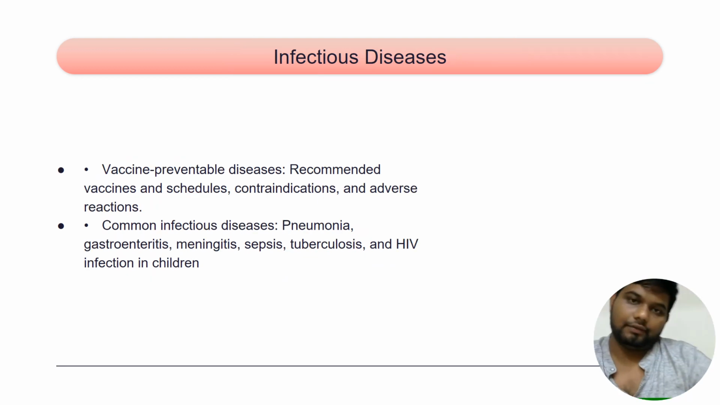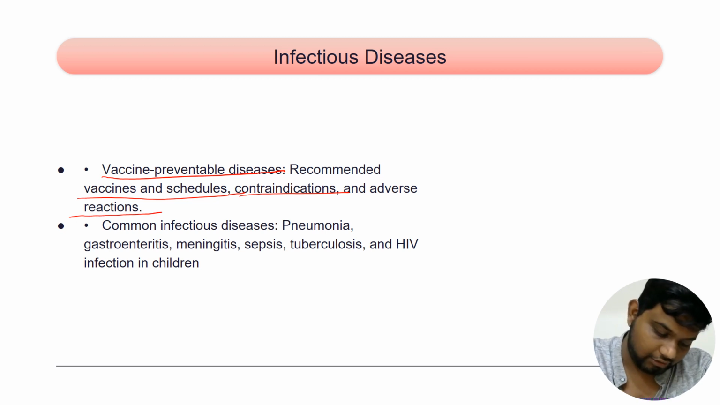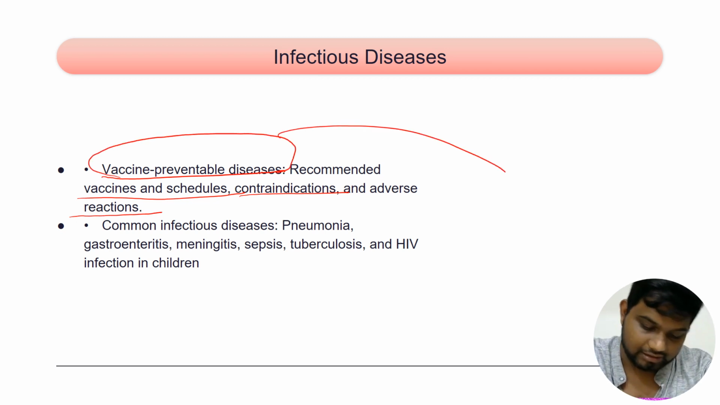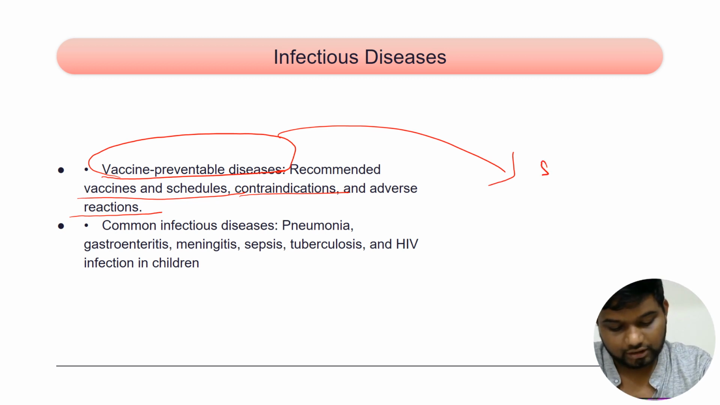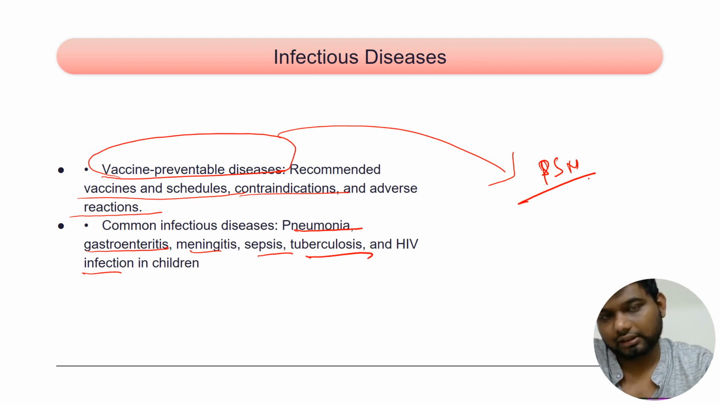Okay, and then you have the infectious diseases. Speaking of infectious diseases, which are the vaccine preventable diseases, recommended vaccines and schedule, contraindications and adverse reactions. This vaccination schedule and vaccine preventable diseases, like you study that in PSM, you can integrate with there. And common infectious diseases like childhood pneumonia, gastroenteritis, meningitis, sepsis, TB, and HIV infection in children are pretty high yield diseases. In terms of infectious diseases, you have to remember that.